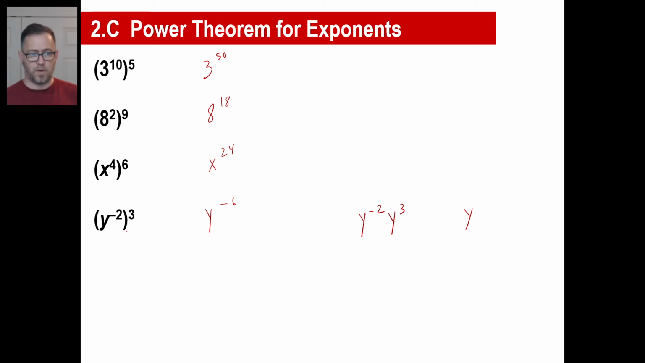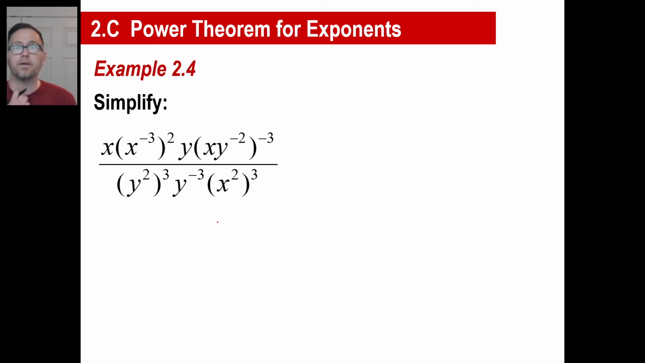If you want to think of it this way, anything that is a cube like this, this means y to the negative 2 times y to the negative 2 times y to the negative 2, right? That's cubed. It's cubing something. Well, you can go right across here and go, okay, negative 2 plus negative 2 plus negative 2, negative 6. That's the proof that it works. Okay. All right, now here it goes.